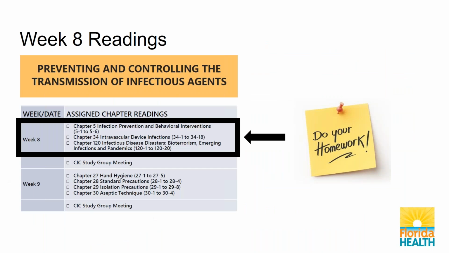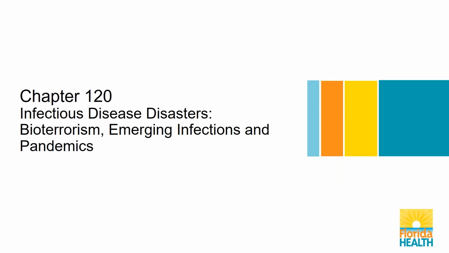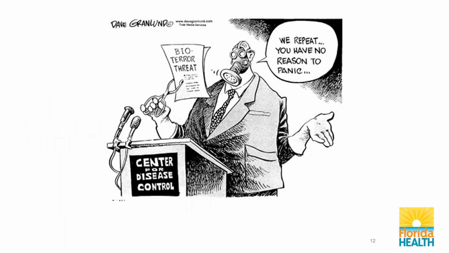So for this week, week 8, you had 3 chapters. You had chapter 5, infection prevention and behavioral interventions, chapter 34, which is intravascular device infections, and then chapter 120, which is all about bioterrorism, emerging infections, and pandemics. So we're going to go ahead and start with chapter 120, which has to do with bioterrorism. And so we'll go ahead and get started.